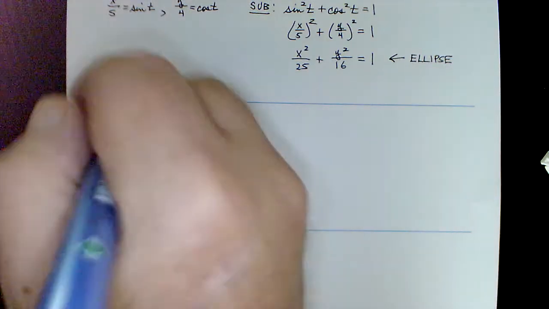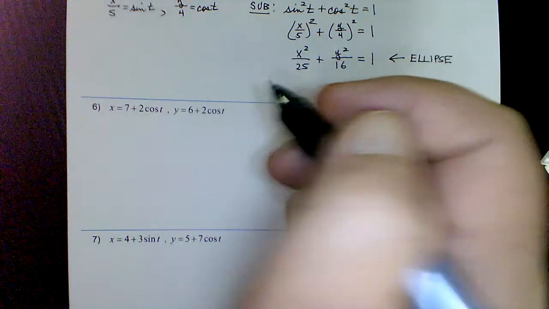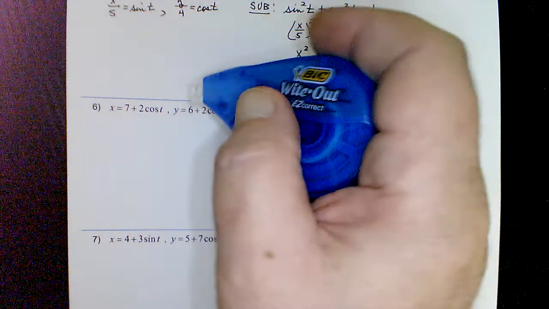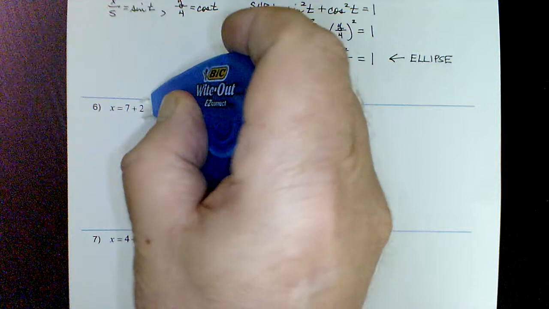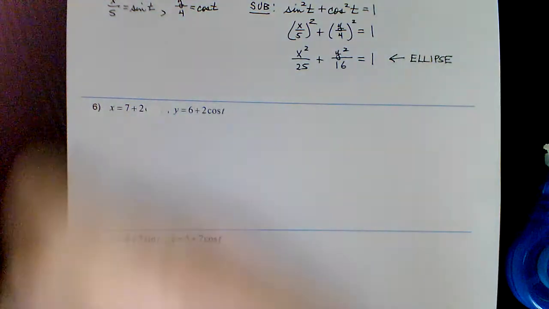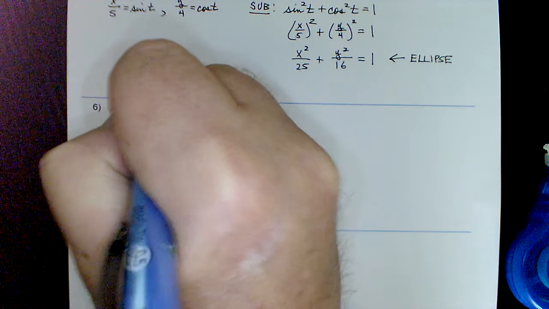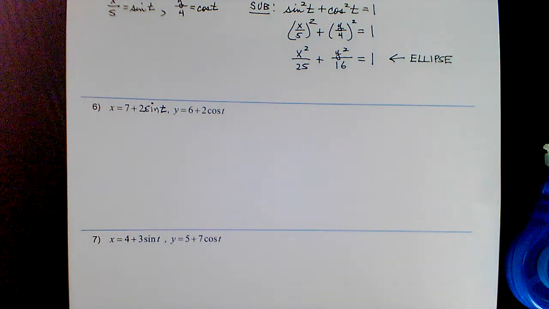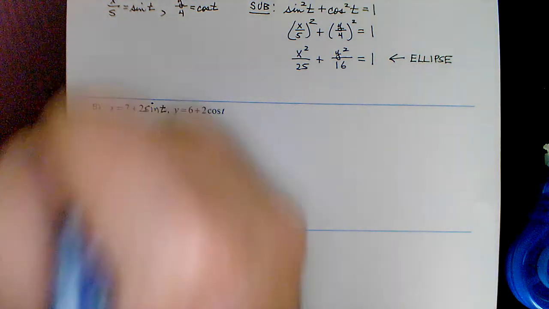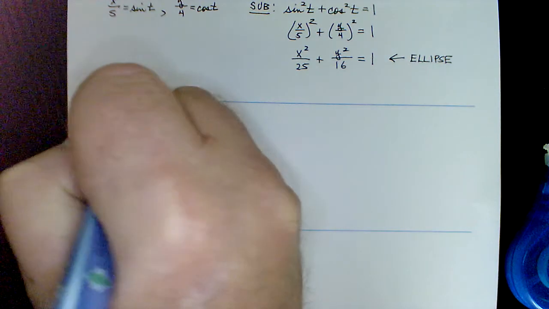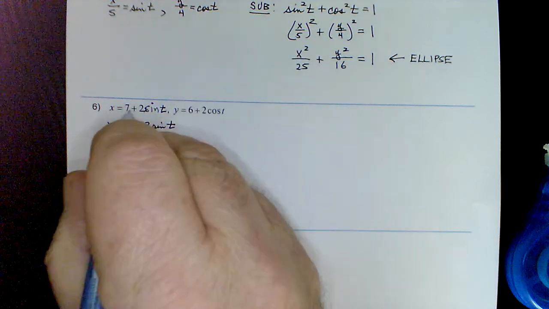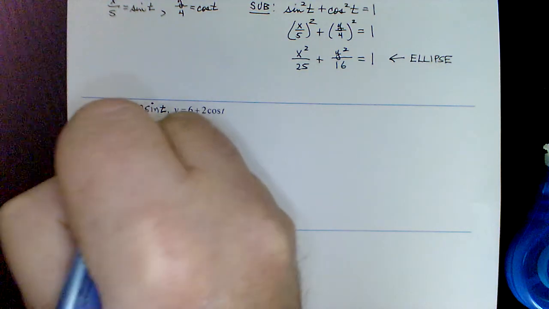Again, solve for cosine and sine respectively. Oops, there's a typo here. Let's change this to 2 sine of t. Okay, so make sure you make that change, otherwise it's not going to work. Okay, and so we'll solve that one for sine. So x minus 7 equals 2 sine of t. So first transpose the 7, then divide by 2.